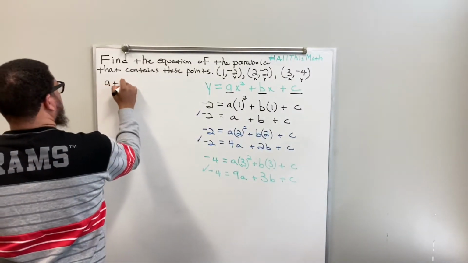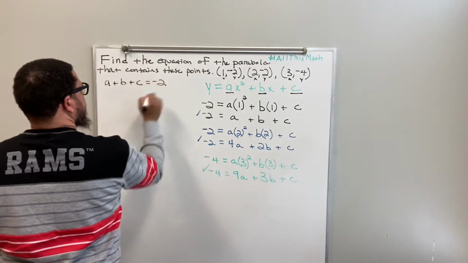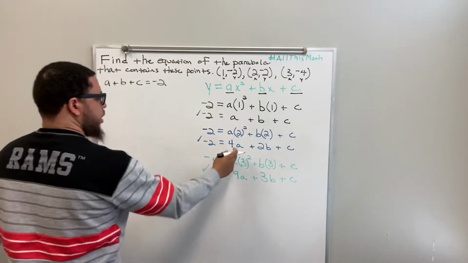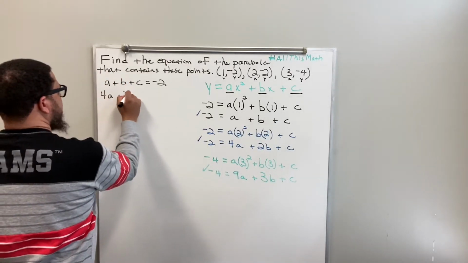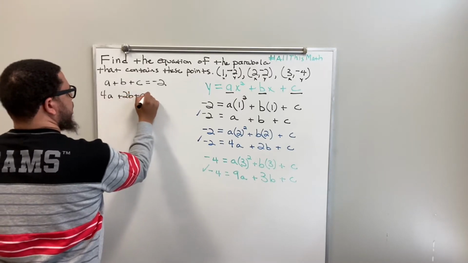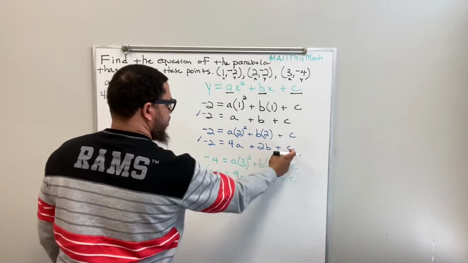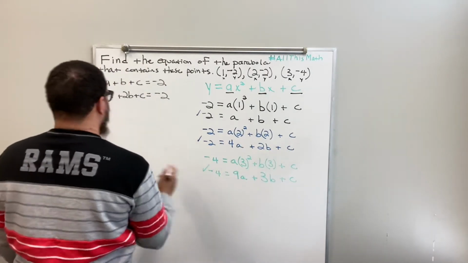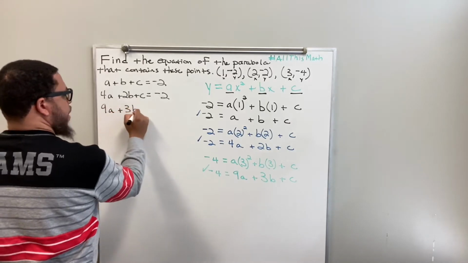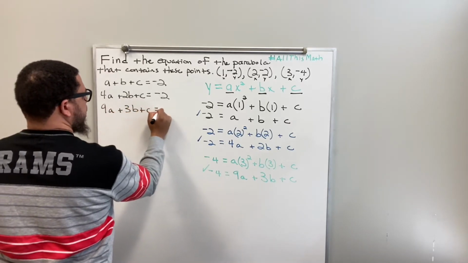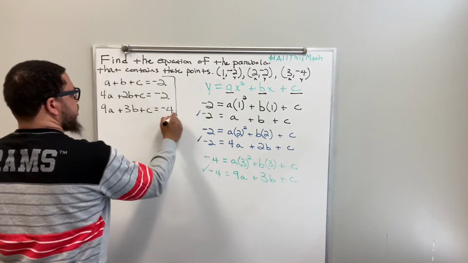A plus B plus C equals -2. That's my first equation. And this one is going to be 4A plus 2B plus C equals -2 also, right? 4A plus 2B plus C is equal to -2. And then I'm going to have 9A plus 3B plus C equals -4, right? So this is my 3x3 system, right?